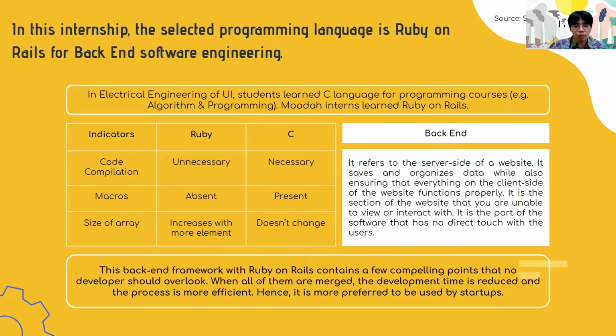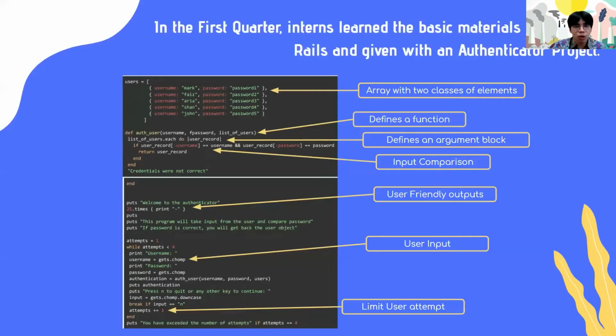The back-end framework with Ruby on Rails contains a few complex points that no developer should overlook. When all of them are merged, the development time is reduced and the process is more efficient. Hence, it is more preferred by startups. The first quarter, in turn, learns the basic materials of Ruby on Rails and is given an Authenticator project.